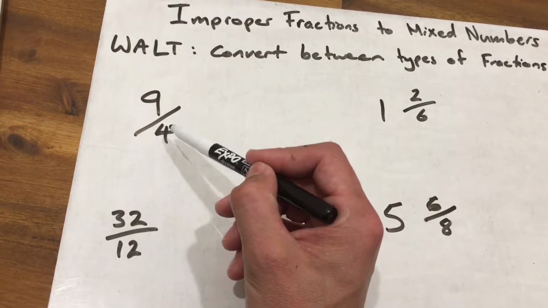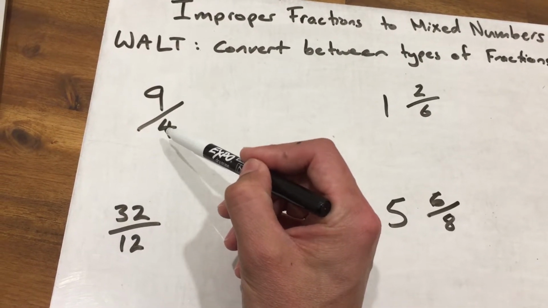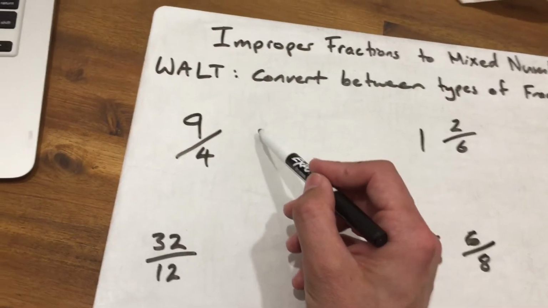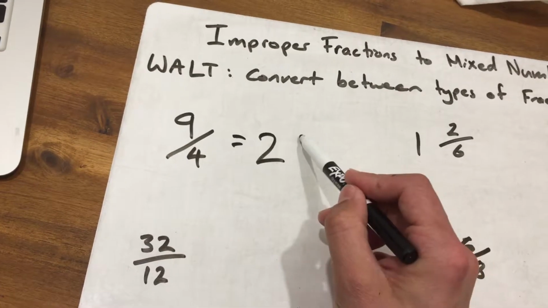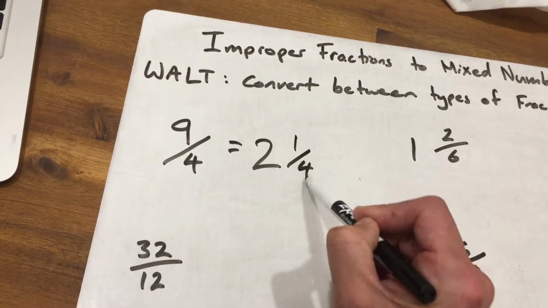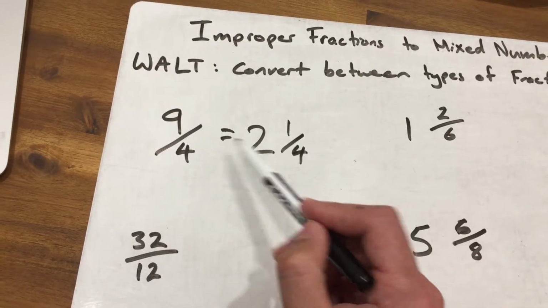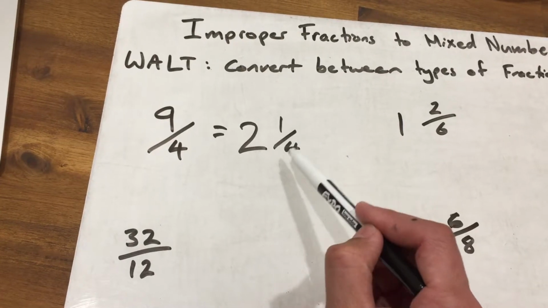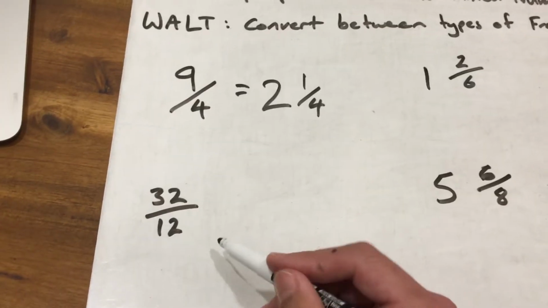So what we do is we divide the top by the bottom. Okay, so how many times can 4 go into 9? Well, we know that 2 times 4 equals 8, so it can go in 2 whole times. And then I'm going to have 1 piece left over out of the 4. So that's how I've converted it from an improper fraction to a whole number and a fraction, which is now our mixed number. Okay, so let's go to this one down the bottom here.